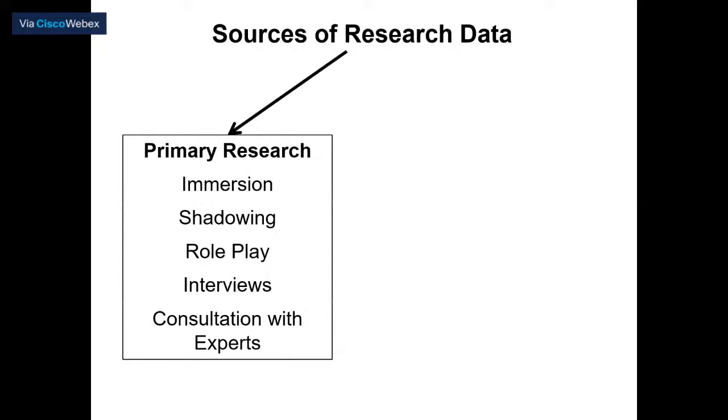And how do you collect these sources of information? We generally say primary. That means you immerse. Immerse means be with the elderly for some time to know. Shadow them. You be with the elderly person wherever they go to observe. Role play. Can you become elderly temporarily to feel the same problem? And this has also been done. People have actually hardened their joints through bandage to see, I walk like an elderly person, to feel the same problem.